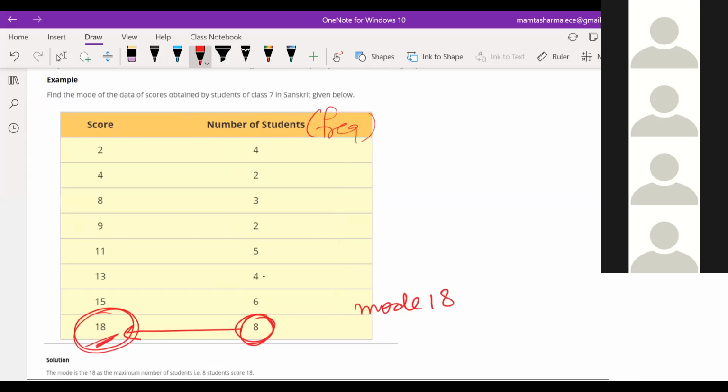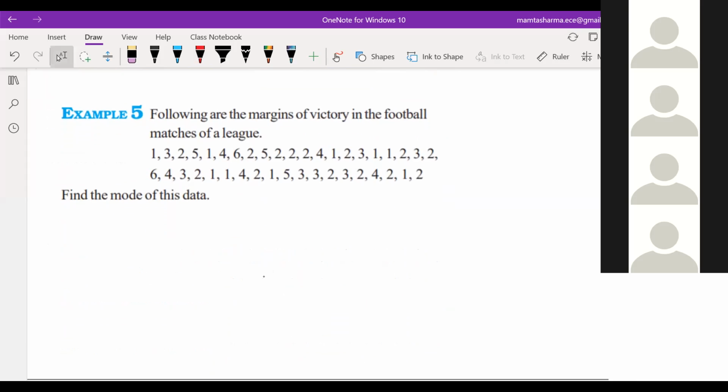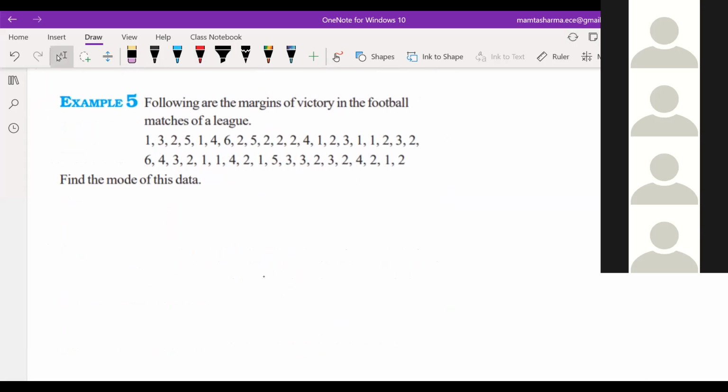Okay, 18. Now see, following are the margin of victory in the football matches of a league. Find the mode of this data. Find out. Type your answer in chat box. Find the mode of this data.